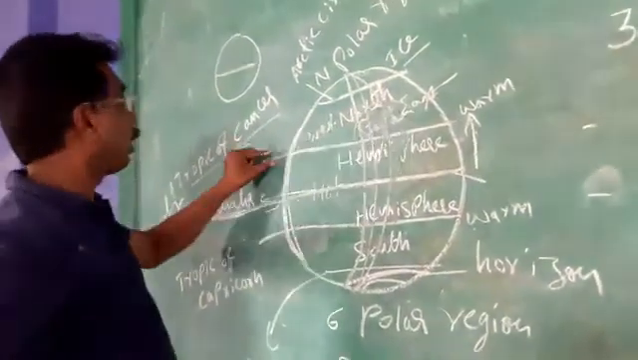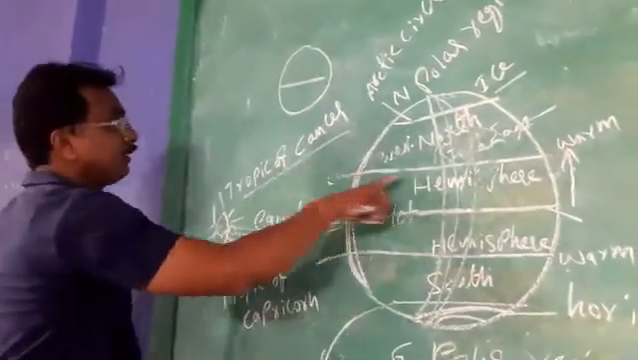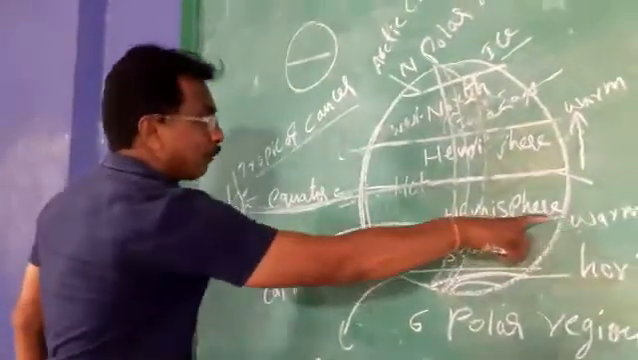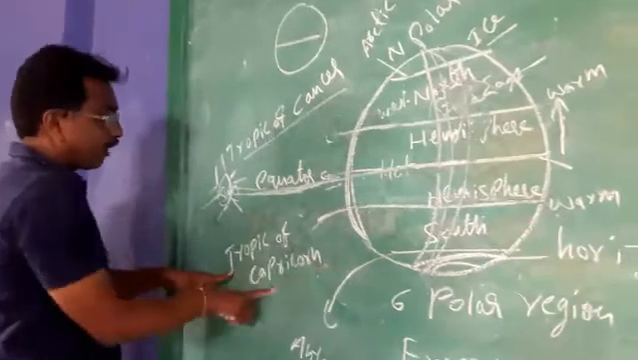Now you see here, Tropic of Cancer. This line is the Tropic of Cancer, and here also, this line is the Tropic of Capricorn. You see, this is called the Tropic of Capricorn.